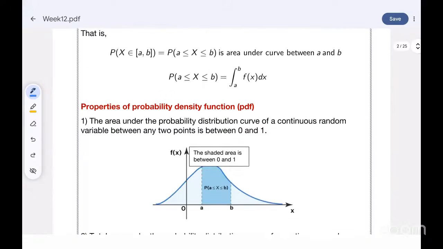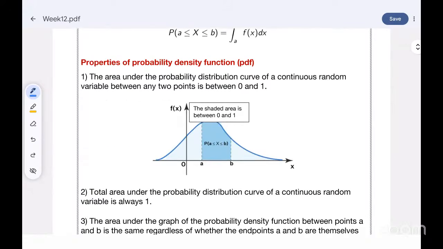Now, what are some properties? The properties you can easily correlate with the properties of a PMF. You can see the values of the area under the probability distribution curve. So the area here refers to the probability values, right? That value will vary between 0 and 1, because the probability should be greater than or equal to 0, and the total value, as we mention in the second point, should be equal to 1.